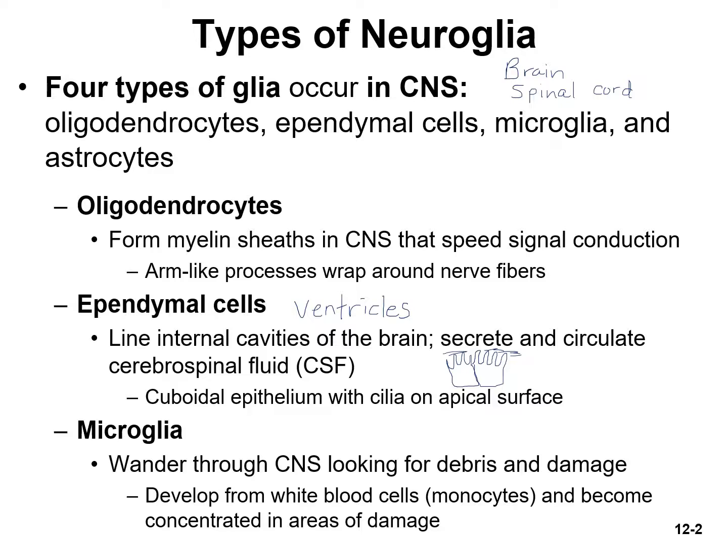And then we have microglia, which are actually derived from a type of white blood cell called a monocyte. They actually wander around the CNS, so they are mobile cells. They're looking for debris and damage. So they tend to become more concentrated in areas of cellular damage.